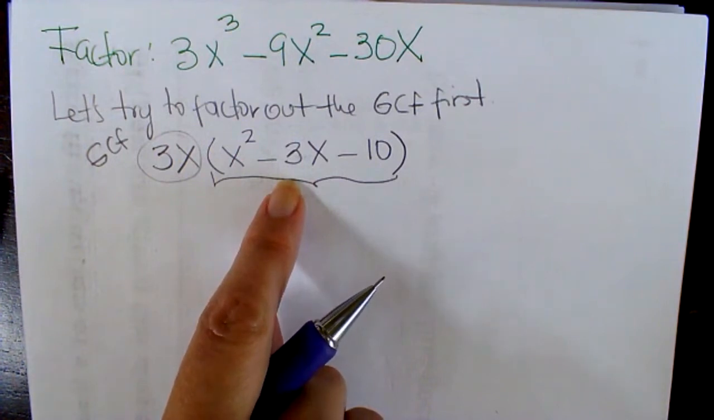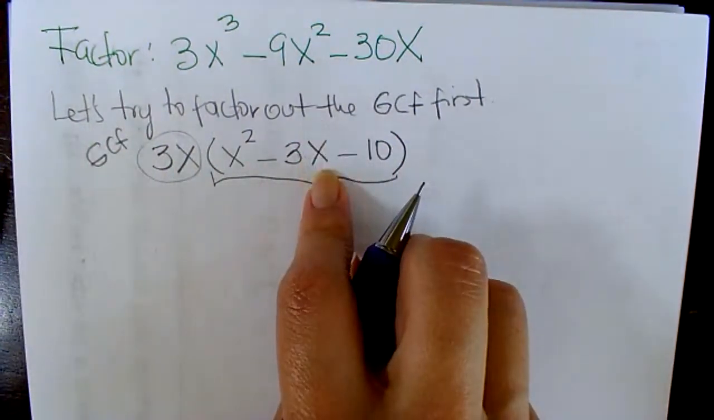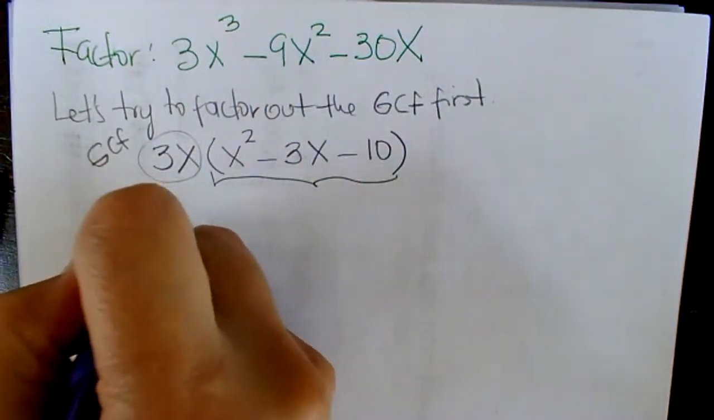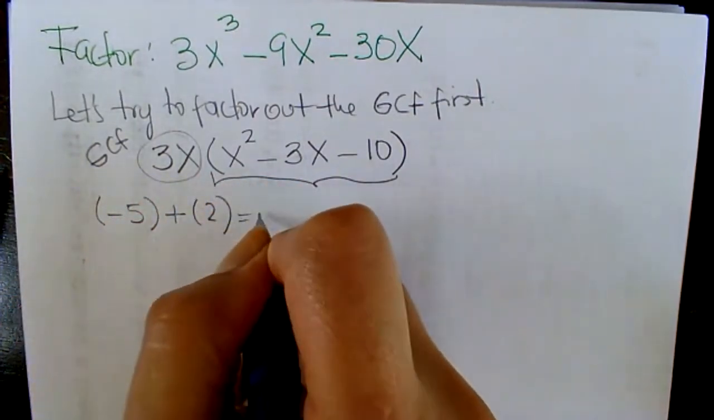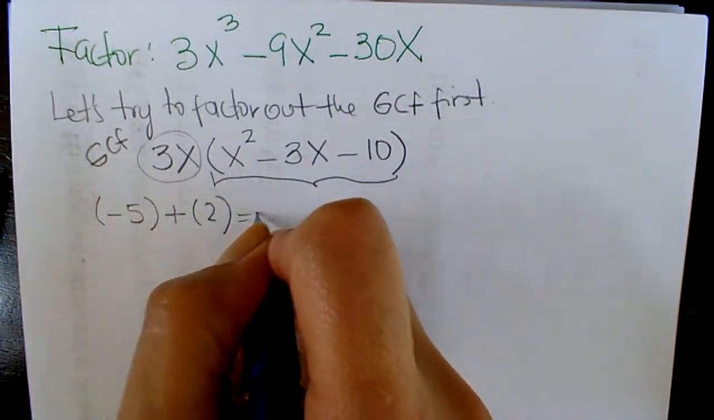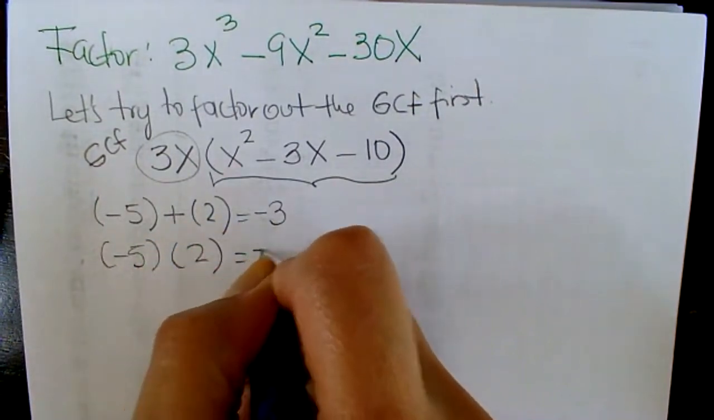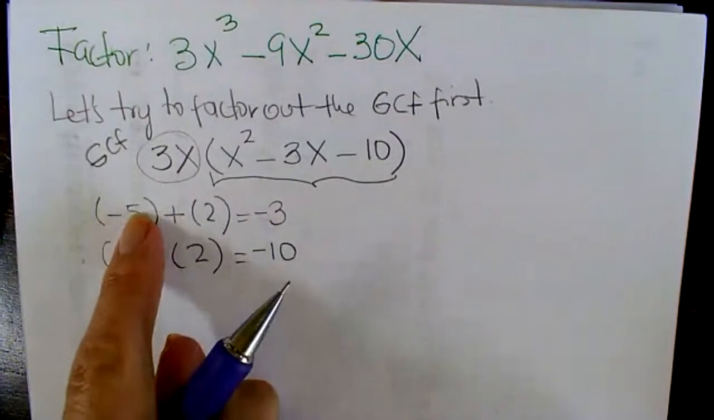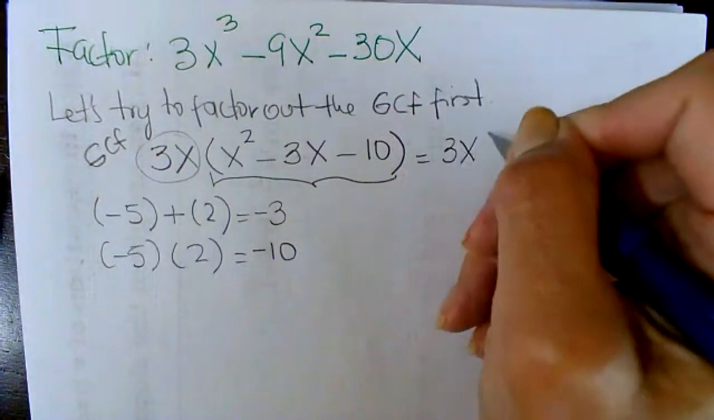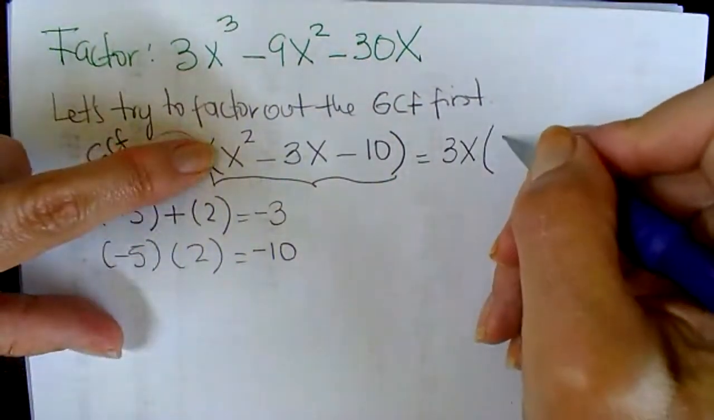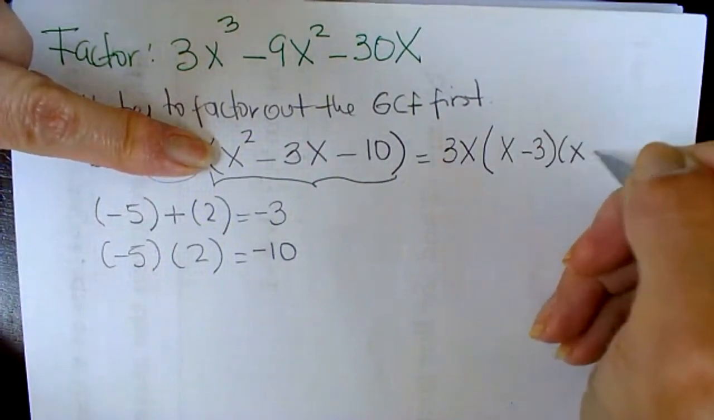Then when I multiply it, I get negative 10, and when I add them, I get negative 3. So it's negative 5 plus 2. So let's do that. Don't forget the greatest common factor there. So this one is going to be x minus 3 and x minus 10.